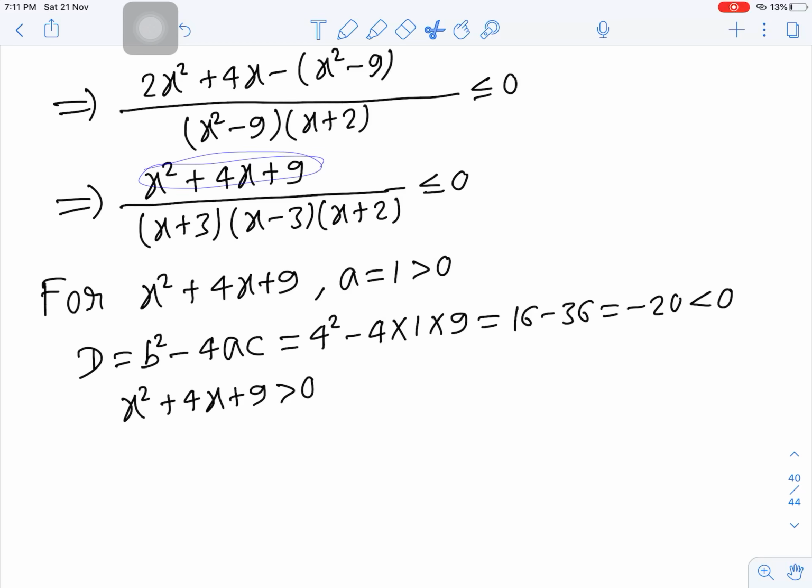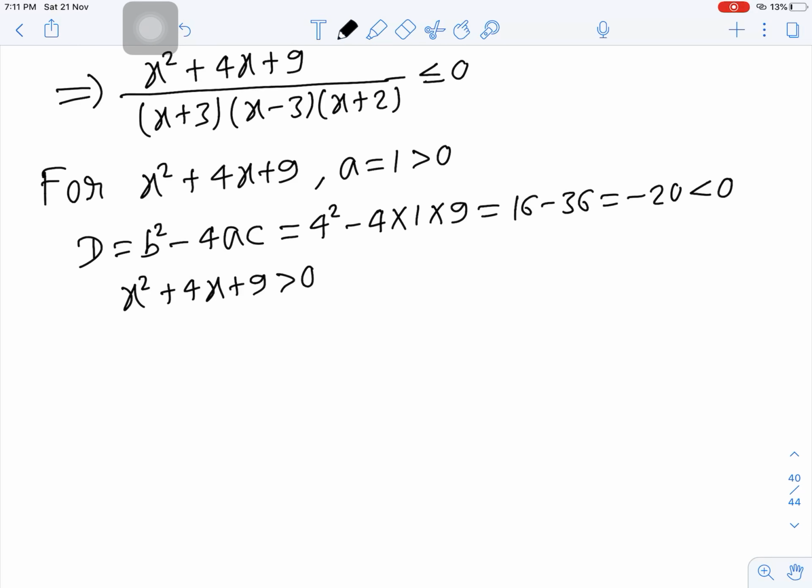So if it is positive, then as I told you earlier, you can just ignore it, that is the best method. If you ignore it, then what is left? Only these three terms are left. So these three terms have to be less than equal to 0. Whether they are in the numerator or denominator doesn't matter. So x plus 3, x minus 3, x plus 2, the product of all three is less than or equal to 0.